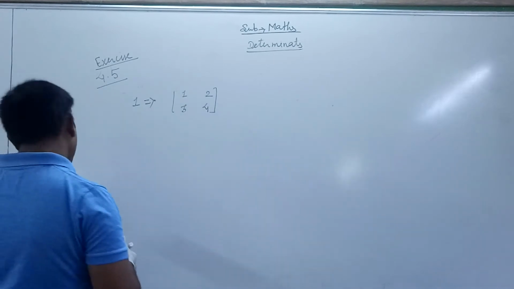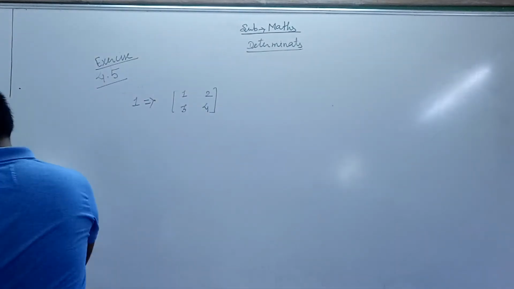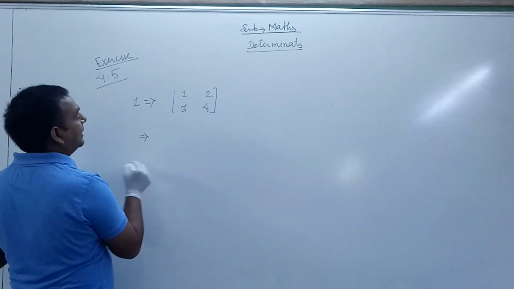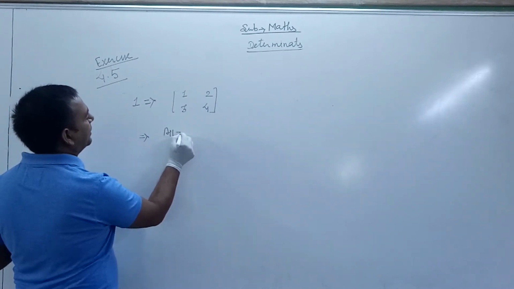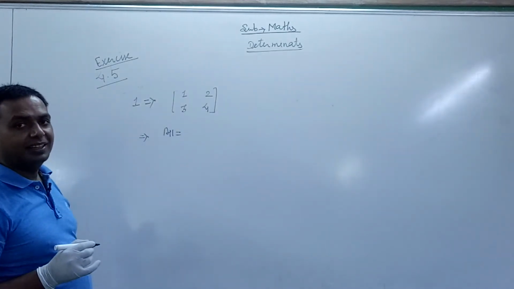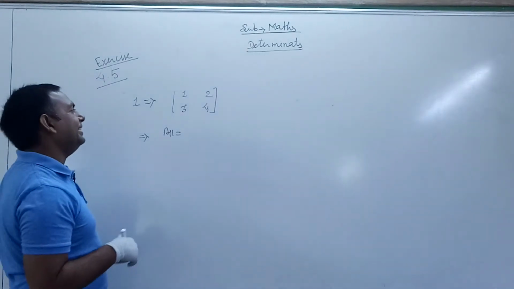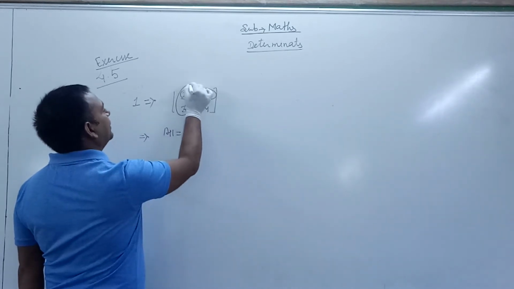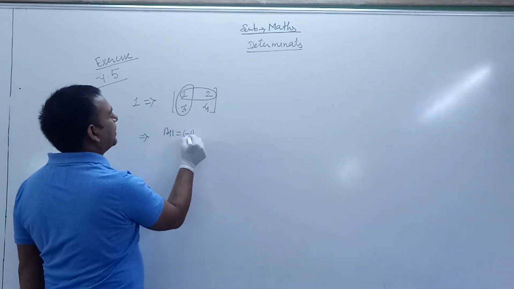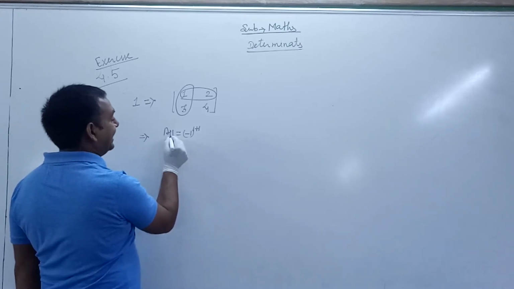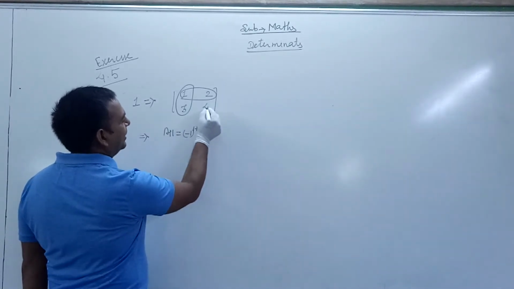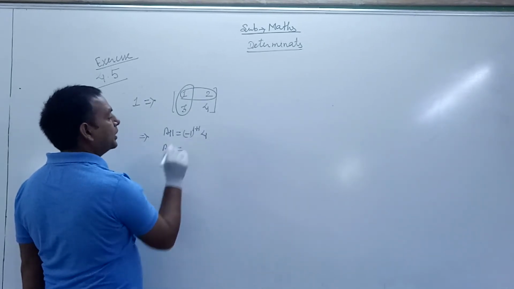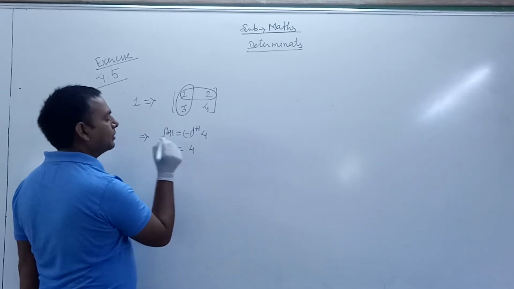So how can we find the adjoint of that matrix? First, you take A11. If you take A11, then you remove the first row and first column. So minus 1 to the power 1 plus 1, because i is 1 and j is also 1, and the remaining element is 4. So A11 is minus 1 to the power 2, which is positive, so that is equal to 4.